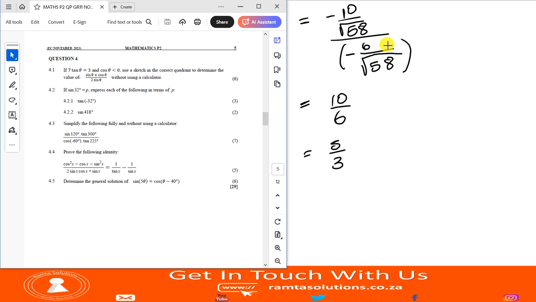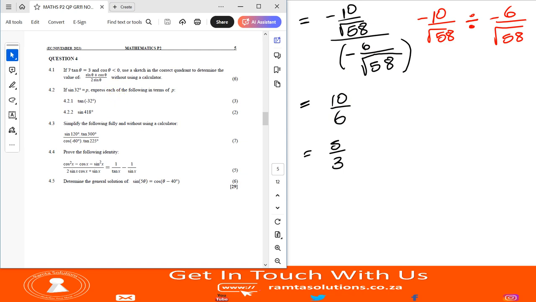When you get here as well, you can also write it as, for example, negative 10 over square root of 58 divided by negative 6 over square root of 58. Then obviously it'll lead you to this answer here. You can write it in this way as well. All right, so this is your answer. This is sine theta plus cos theta over 2 sine theta.